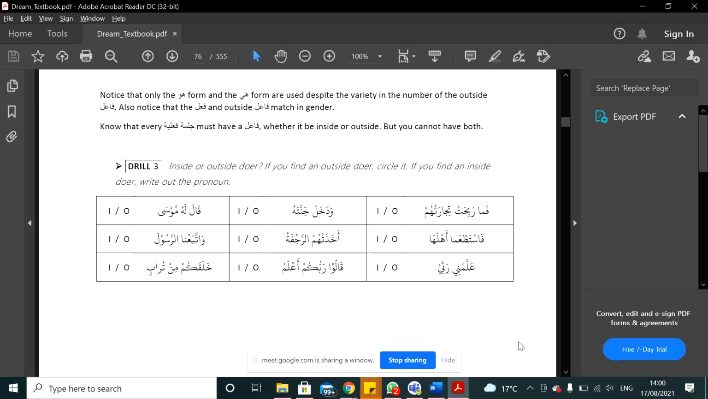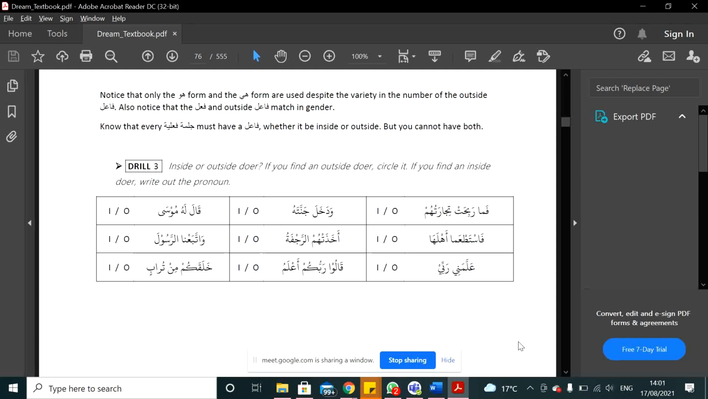Qala is huwa form. Yes. And then after that Musa is rafa. And the gender is masculine for both. So this is our outside doer, right? If qala means he said, then what does qala Musa mean? Musa said, right? Now we will not say he said, we will say Musa said. Very good.